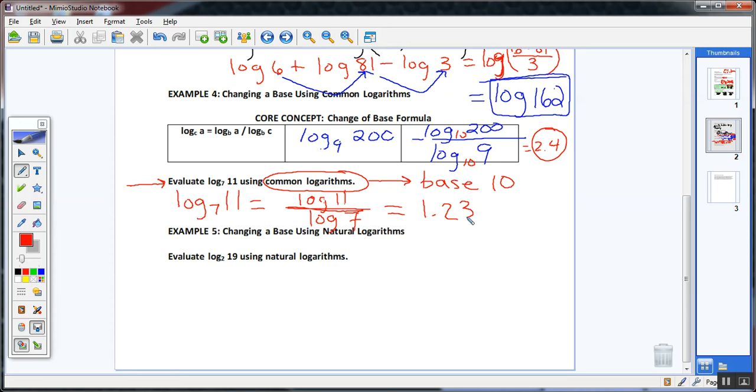So example 5. It says evaluate log base 2 of 19 using what? Okay. Don't freak out about this. Instead of using your log button, they're just telling you to use which button? So what you would do here is this. You would use your LN button. So, guys, is my base e down here, or is it something else? It's 2. So to evaluate log base 2, this would be the same as the natural log of 19 over the natural log of what?